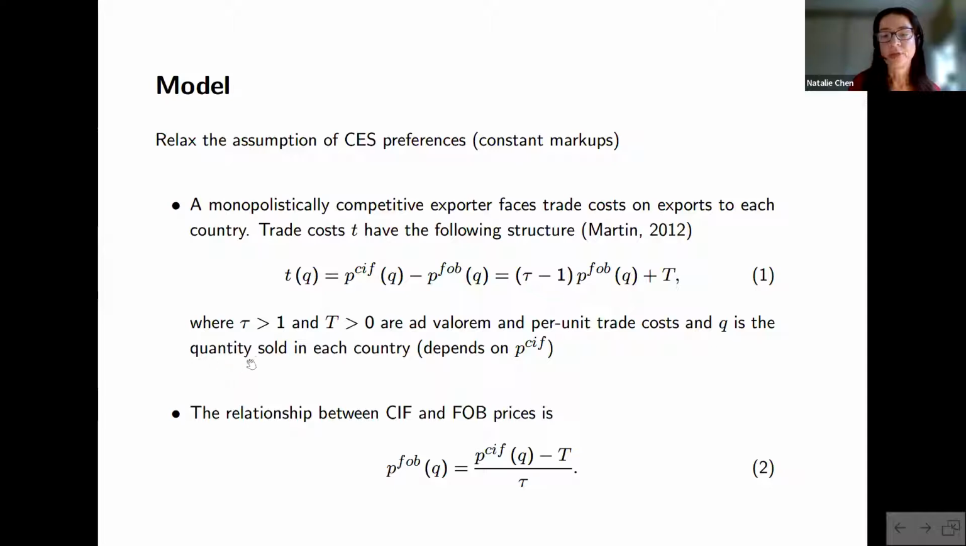Q is simply the quantity sold by the firm in each destination country, which depends on the import price in each destination country or the CIF price. So based on this definition of trade costs, then we can express the export price or the FOB price as a function of the CIF price and the per unit and the ad valorem trade cost.